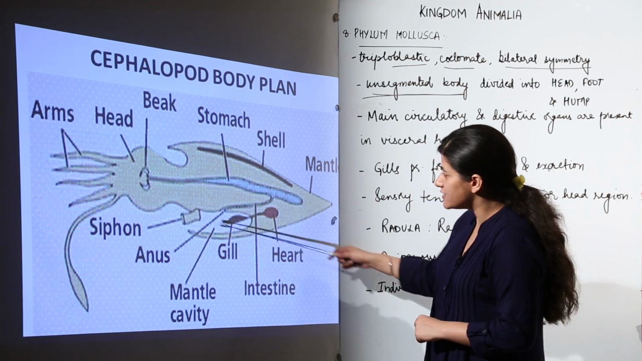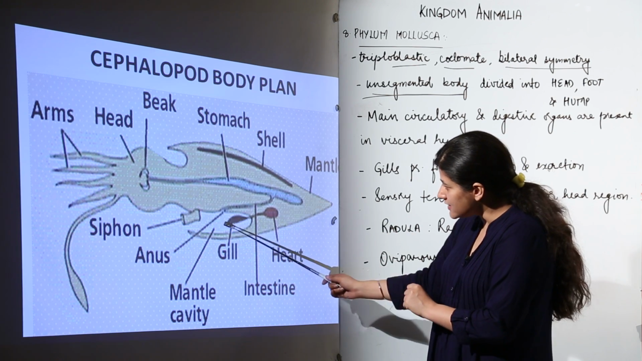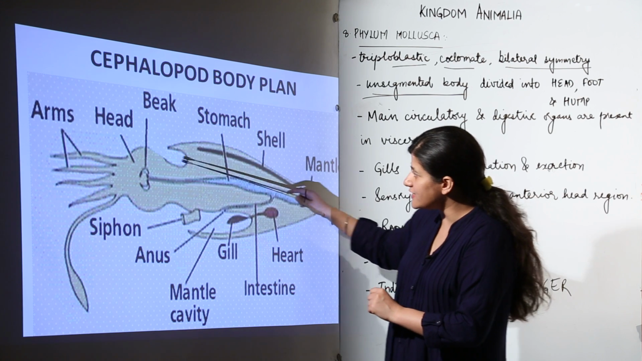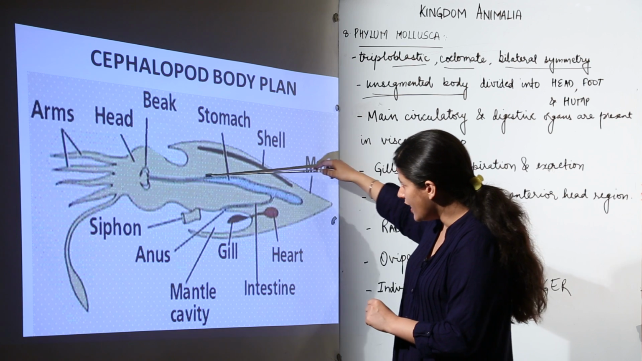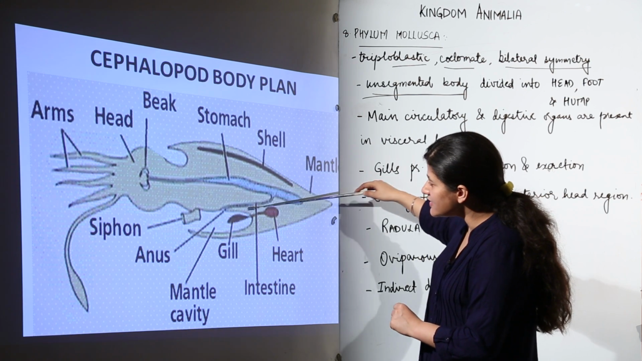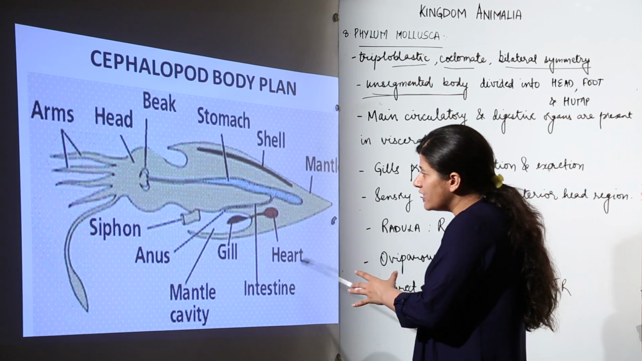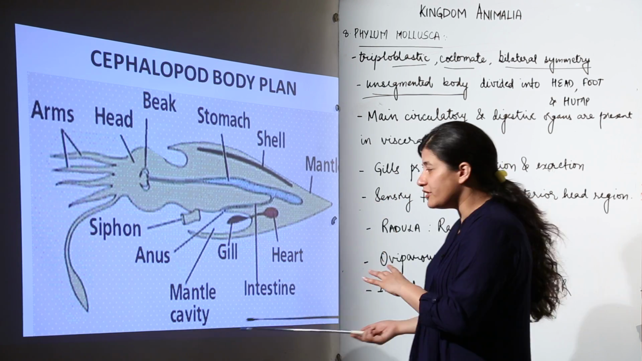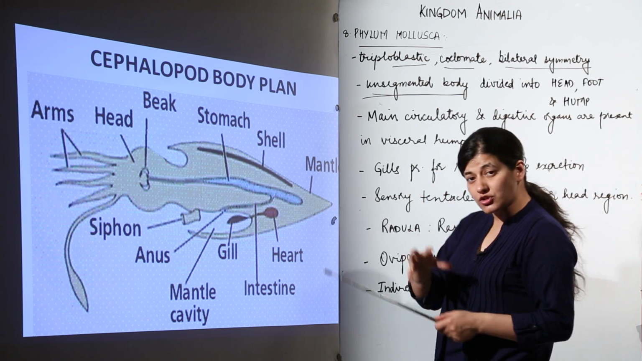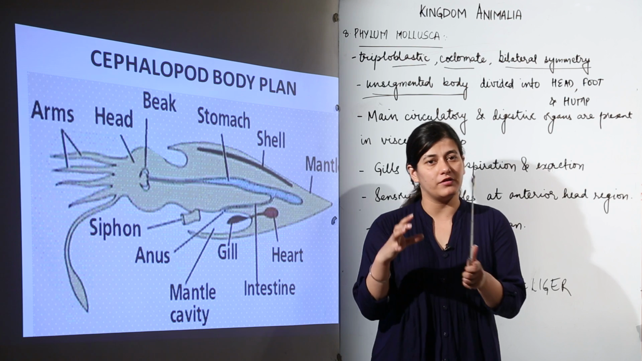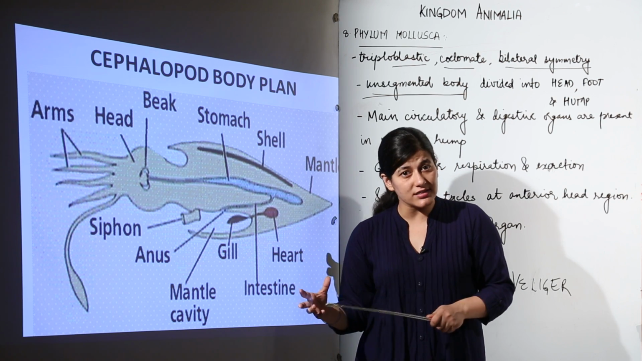What you see over here is that there is no torsion. Torsion has not taken place; the intestine and heart are present, and instead the head lies over here. There is a beak serving as the mouth opening, inside it we have the stomach, and the little bit of torsion that has taken place is over here. So altogether the cephalopods have a different arrangement as compared to that in the case of gastropods.